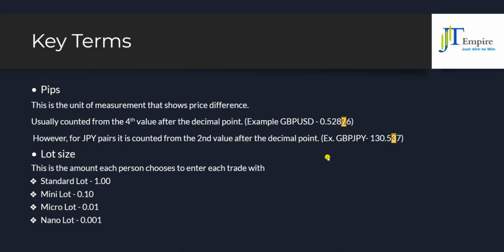Lot size. This is the amount each person chooses to enter each trade with. Now, this is considered your value. So you have different types of lot size. You have the standard lot, which is 1.00. You have the mini lot, which is 0.10, or you could say 10 cents. The micro lot, which is 0.01, and the nano lot, which is 0.001.